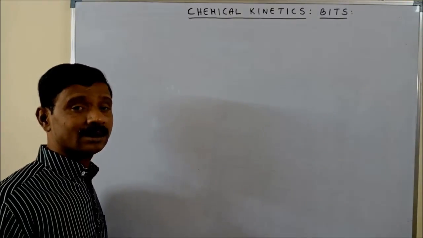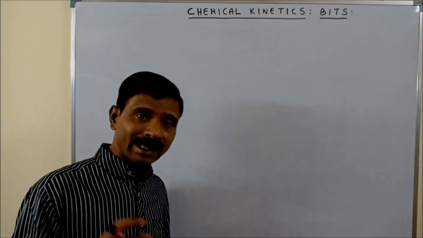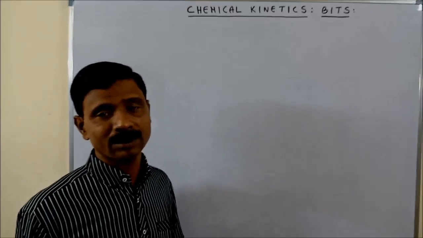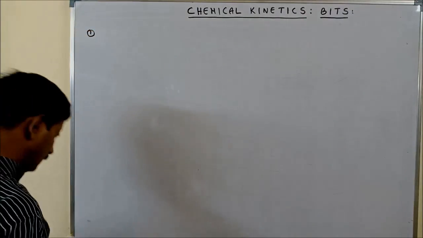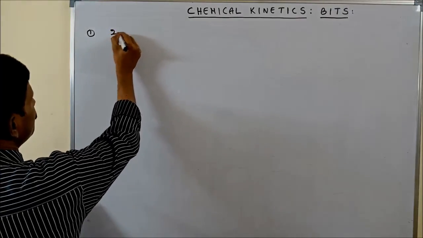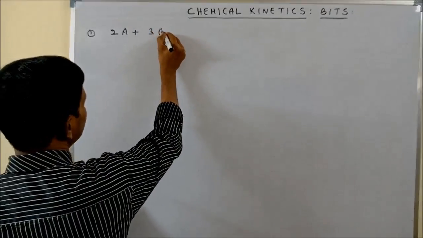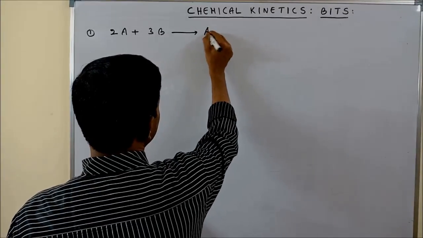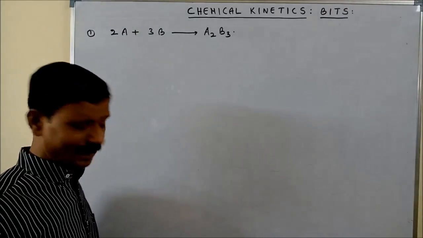The rate of reaction is nothing but the change in concentration of either reactants or products per unit time. That is what we call rate. Now imagine if you observe this question. Here they mention the equation like this: 2A plus 3B gives rise to A2B3. This is the equation, meaning the reaction.